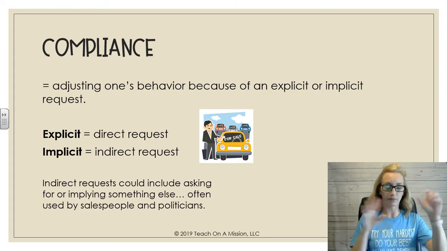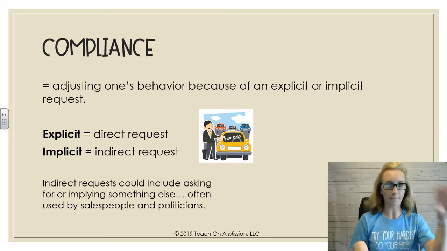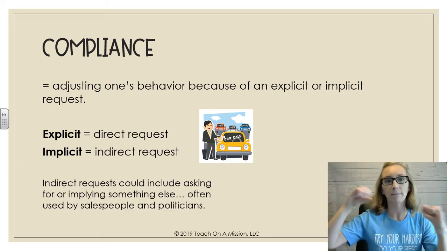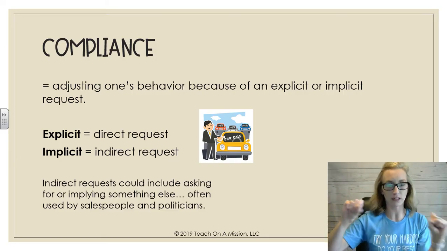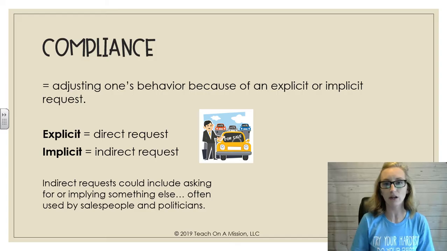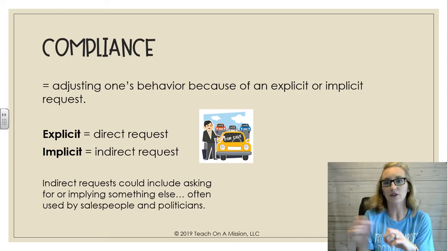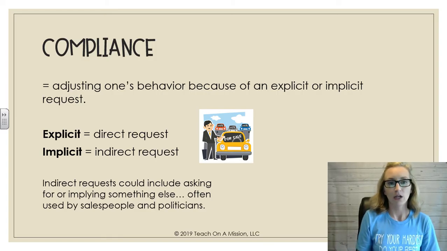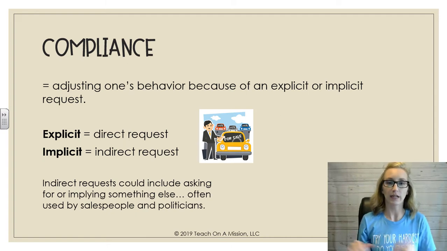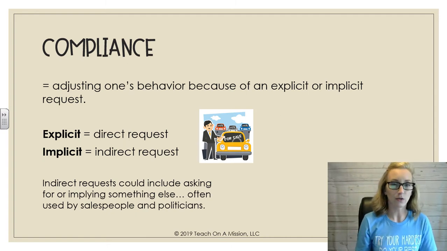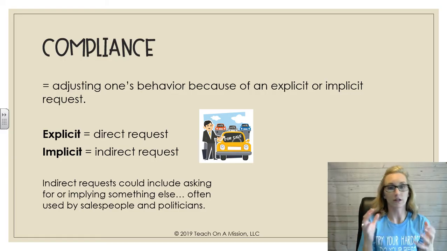Compliance. So please remember that on our continuum, right, we've got compliance, conformity, obedience. Compliance is similar but different to conformity. You're just adjusting your behavior based on a request that is either explicit or implicit. So an explicit request is direct. Will you do this, please? Implicit is more indirect. So indirect requests could include asking for or implying something else, often used by a salesperson or a politician.